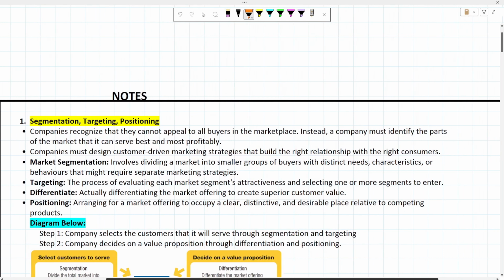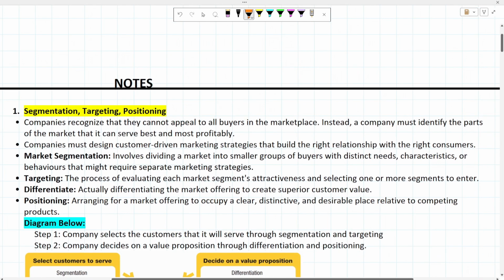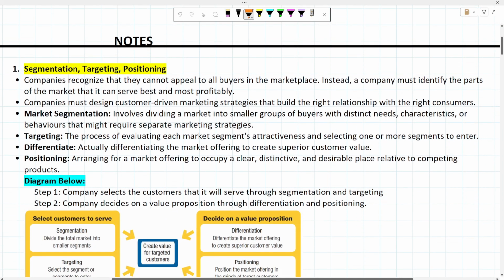All right, so let's go into it. Number 1, segmentation, targeting, and positioning. Companies recognize that they cannot appeal to all buyers in the marketplace. Instead, a company must identify the parts of the market that it can serve best and most profitably. So let me highlight that. Companies must design customer-driven marketing strategies that build the right relationship with the right consumers.